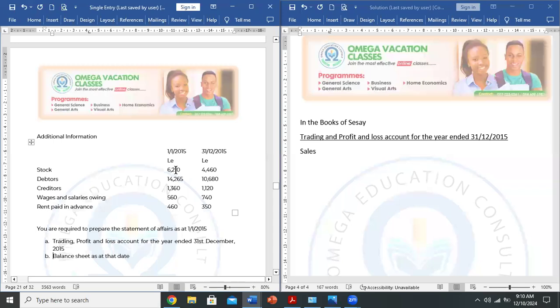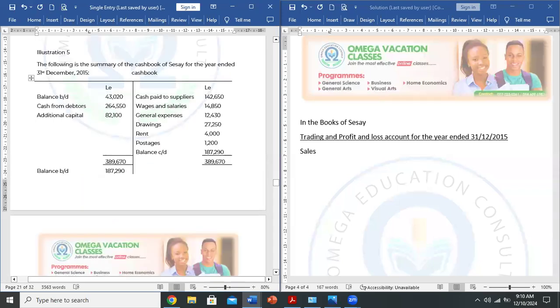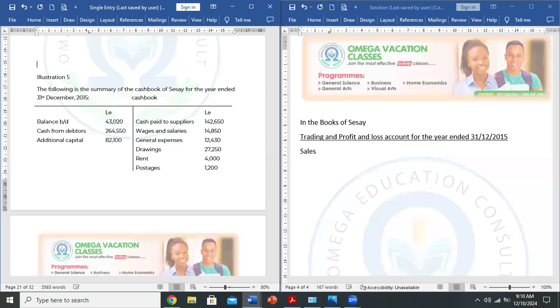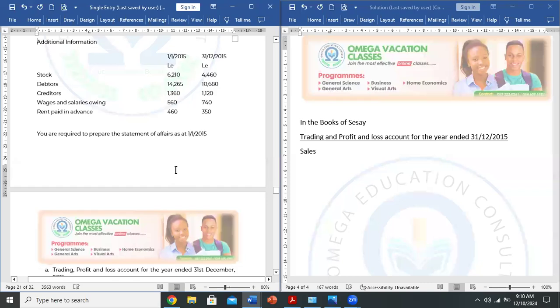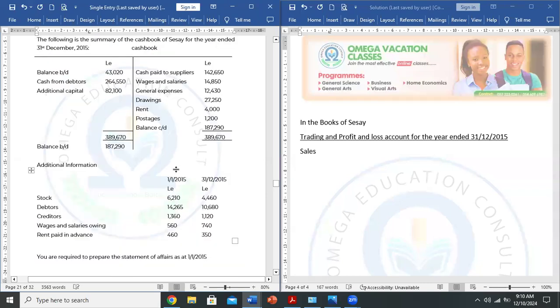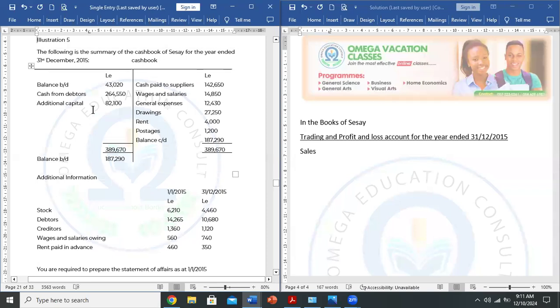Let me see if I can put them on the same page. Okay, so this is good. We have it in full picture now. So, dear professors, help me identify my sales. Where is my sales? You will comb through the question and you will not see any specific sales, right? Even if there is sales in the cash book, that is your cash sales. Where is the credit sales? So it then becomes necessary for you to go and prepare your debtors account to get your credit sales.